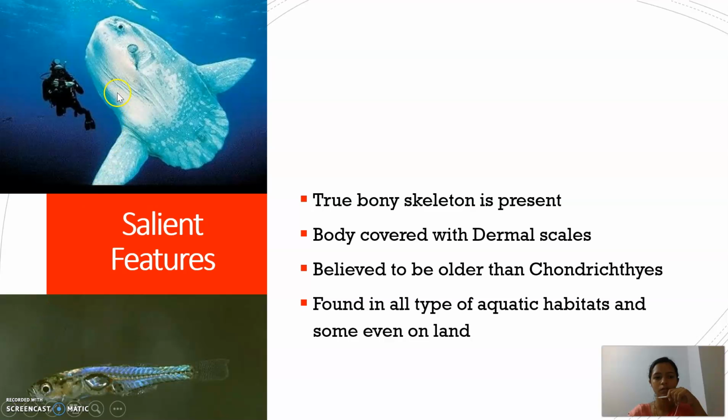The pictures on the left side show the comparable diversity in size of fishes. The picture above shows a sunfish or mola which is bigger than a human, and another fish which is equal to the size of a coin.